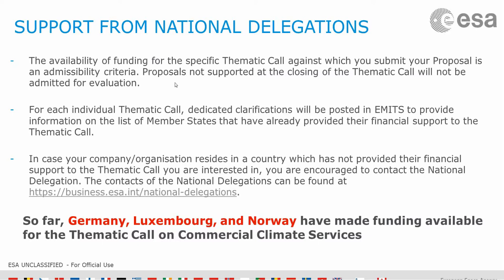The contact information of the national delegations can be found on our website under business.esa.int/national-delegations. There you will find the names and counterparts of our national delegations in the individual countries. So it's recommended, in case you are interested, to contact these delegations as soon as possible, not even waiting until the call is opened. You can call them directly after the webinar, or send an email to check if they would be interested in supporting a potential activity. This saves you effort in the beginning in case national delegations are not supporting this call.